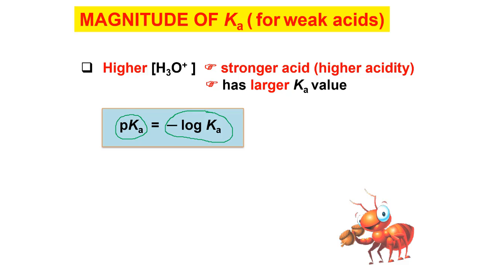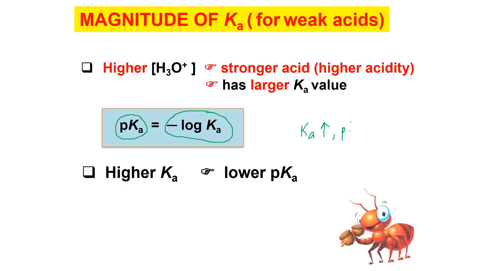Alright? Okay. And the higher the Ka value, the lower the pKa. Maksudnya kalau nilai Ka itu tinggi, pKa asid tersebut adalah lower, the inverse ya. Jadi dia adalah stronger acid yang lebih kuat dibandingkan dengan weak acid yang lain. Okay.